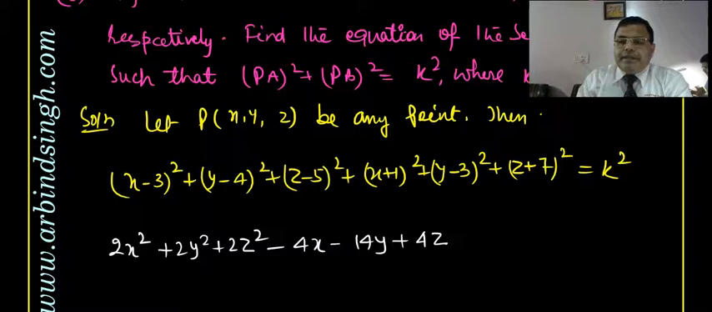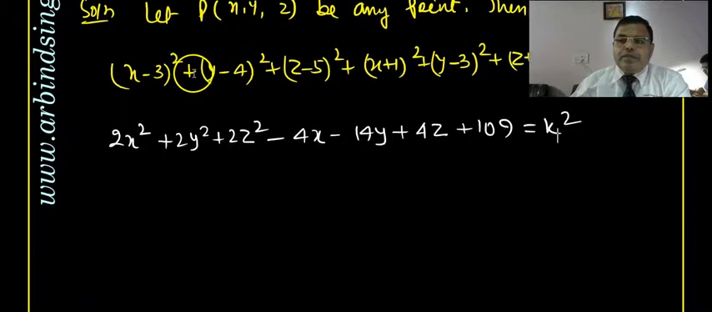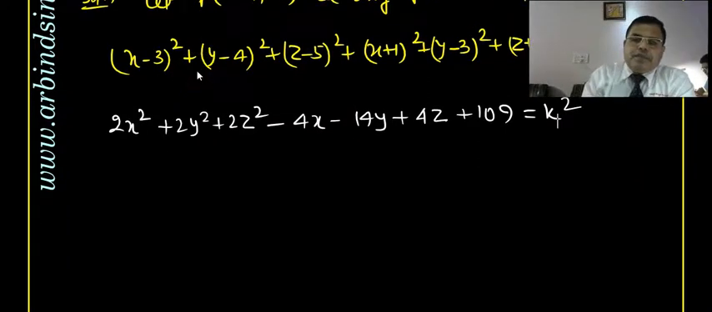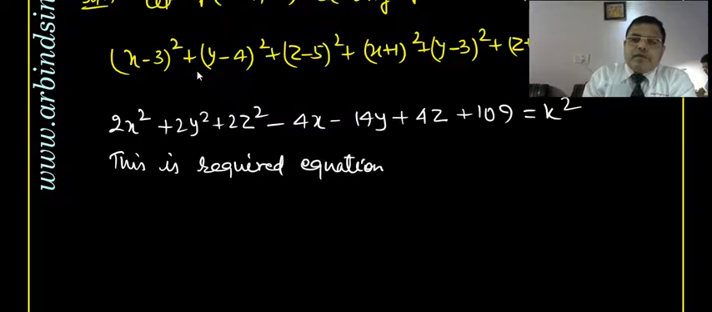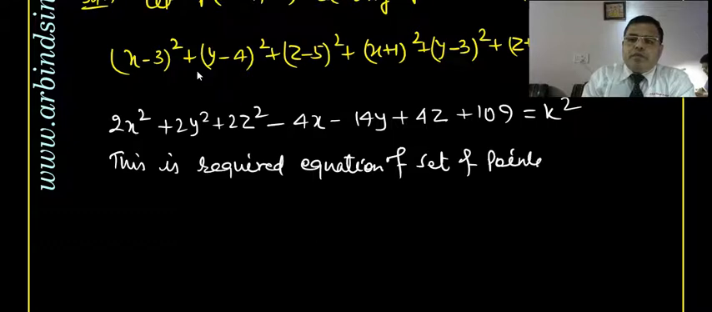And this is 49 plus 150, so 109. So 109 is equal to k square. So this is the required set of points. This is the equation. So this is the required equation of the set of points which will satisfy the condition.